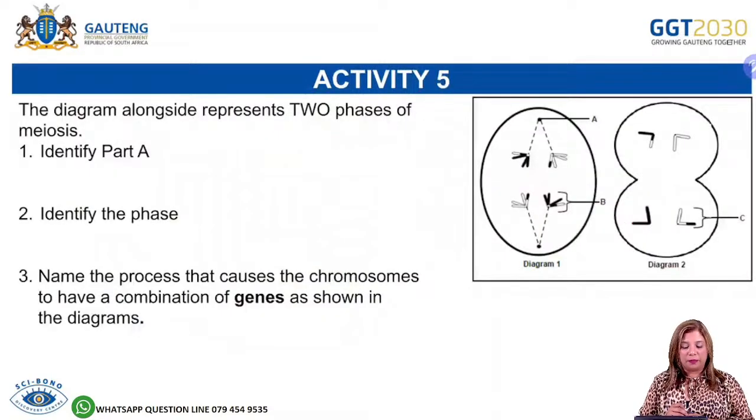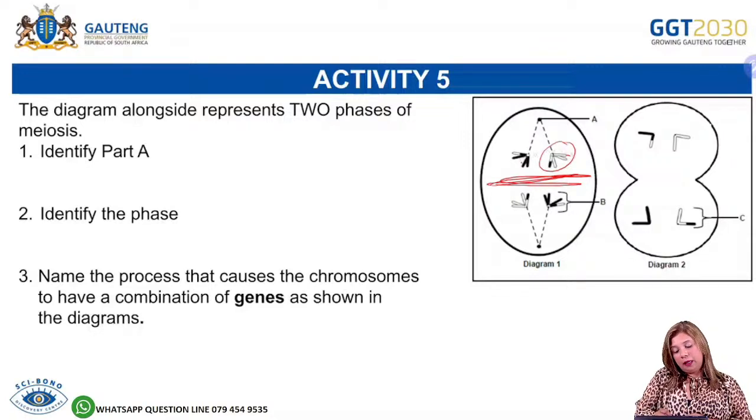And then the next question: the diagram alongside represents 2 phases of meiosis. If you look at these 2 phases, I can already see there's a space here, so I know this must be anaphase something. I can see whole chromosomes, and I can see that crossing over has occurred. Because it's whole chromosomes, I would guess that it's anaphase 1. Here I can see single thread chromosomes. I can see invagination occurring, and I can see that they are moving apart.